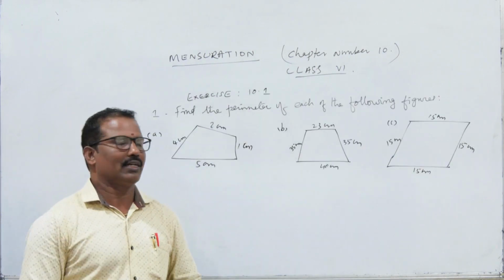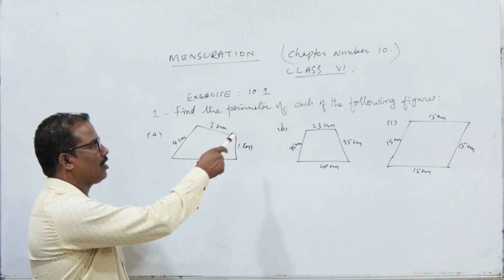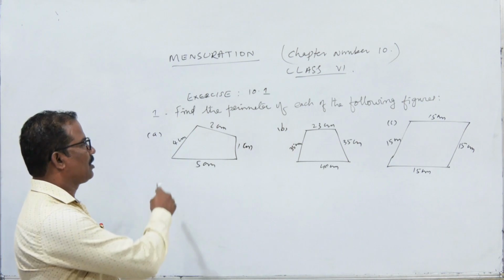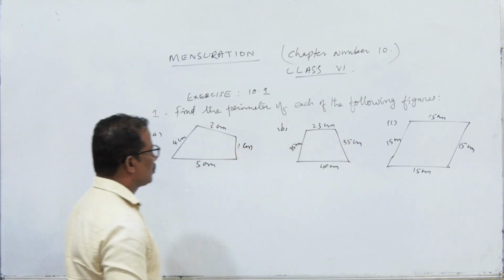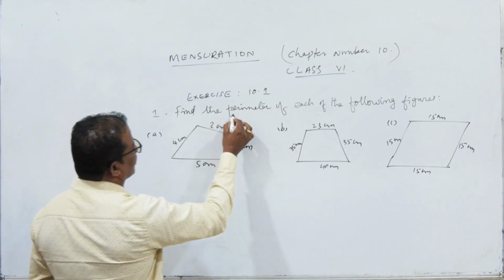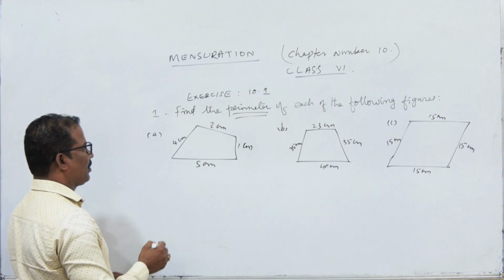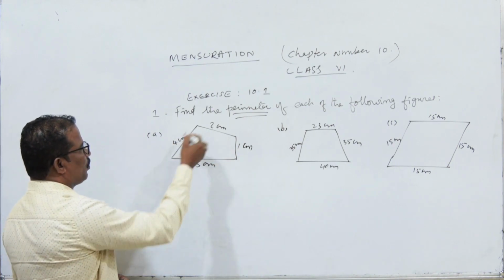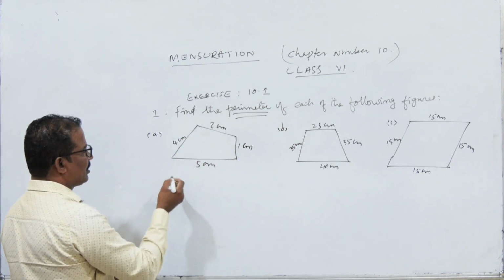Okay. See in this exercise 10.1, the first question is find the perimeter of each of the following figures. There are so many questions here. The first 3 questions I have drawn here, that is question A, B, C. We need to find the perimeter, that means the total length of the boundary of the given figure. In question A, the figure has dimensions 4 cm, then 2 cm, then 1 cm, then 5 cm.